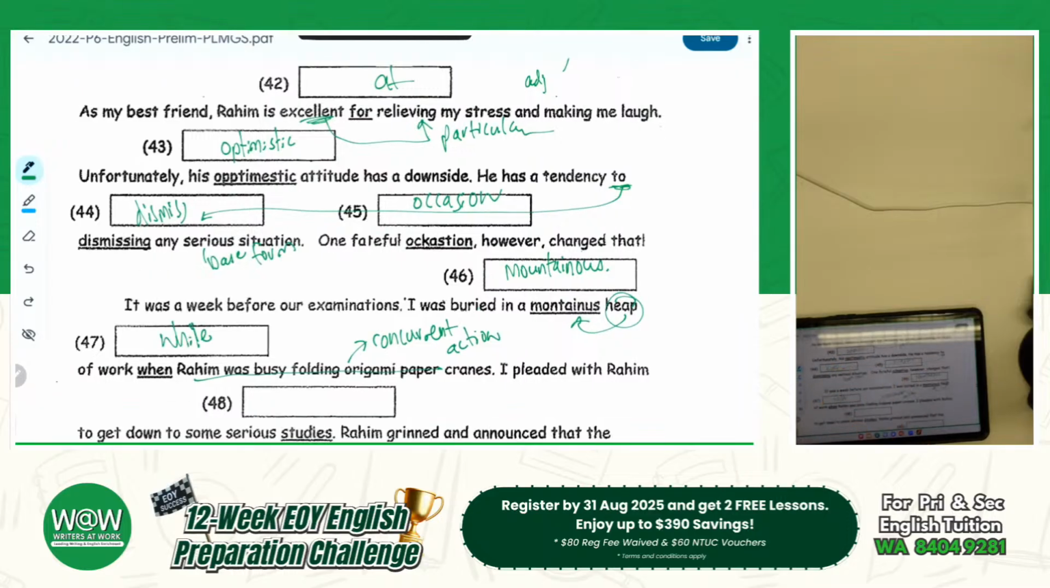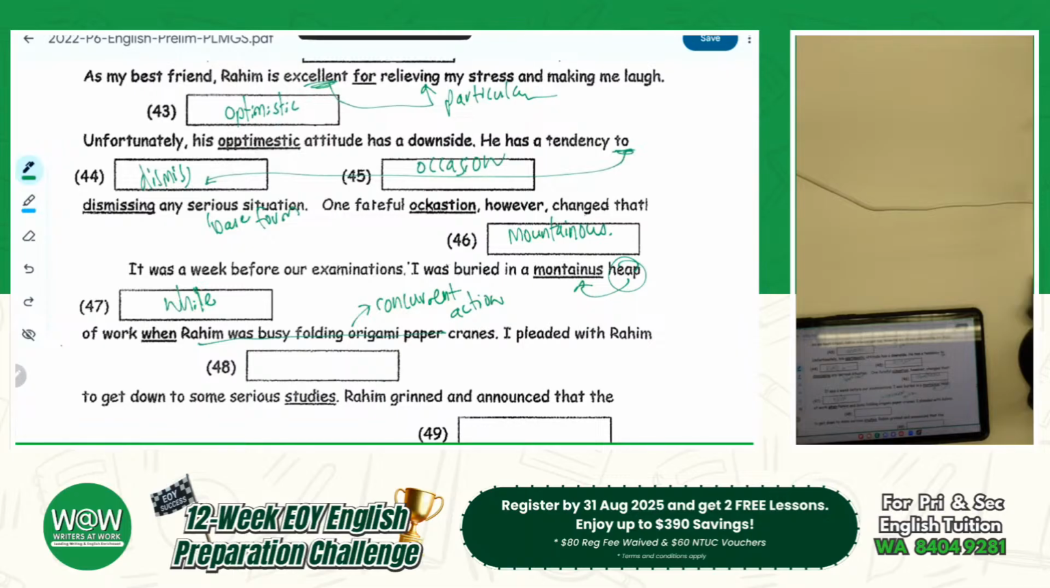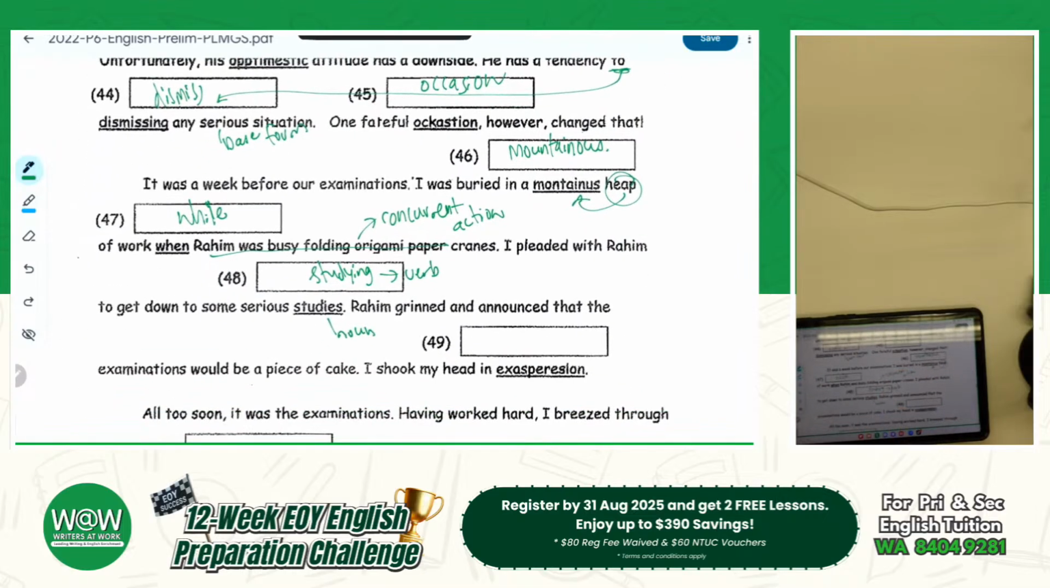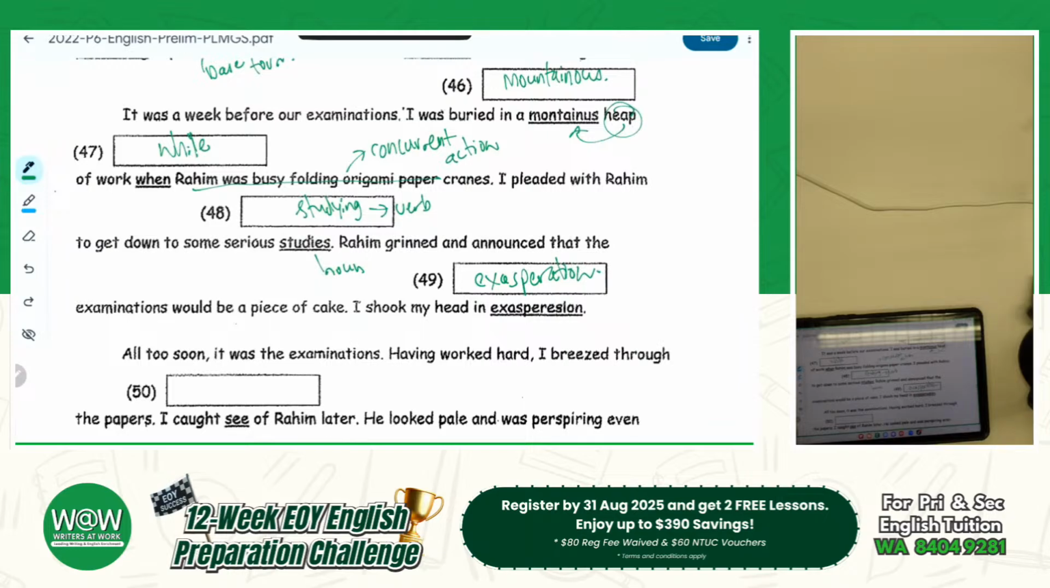Okay. I pleaded with Rahim to get down to some serious studies, not studies, is studying. Okay, because we are looking at this particular verb. Studies is your noun. So you shook your head in exasperation. So this is how you spell it. Exasperation. Okay. All too soon, it was the examinations.